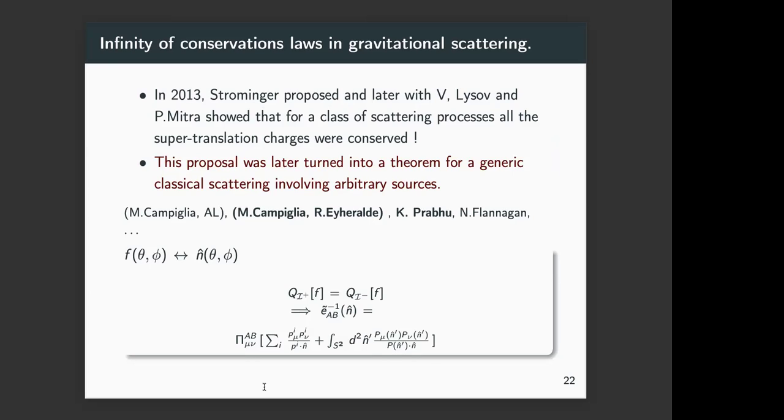And even though this was initially a proposal, this was later proved into a theorem by a number of people in very beautiful papers. And the implication of this conservation law is what I have written below. So if you assume that these charges are conserved, which is what was assumed by Strominger and collaborators before it was proved that these are really conserved, the implication of this conservation law between past and future null infinity simply is the displacement memory formula.